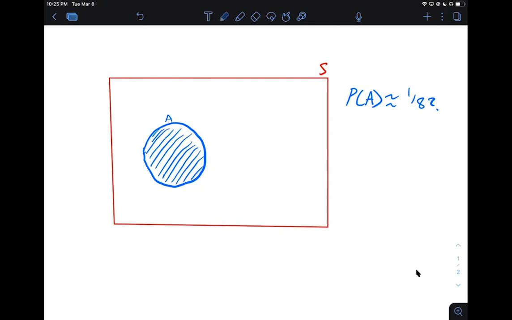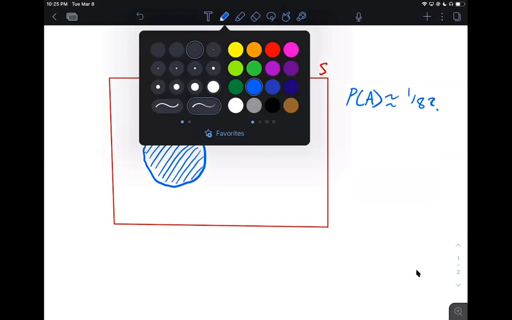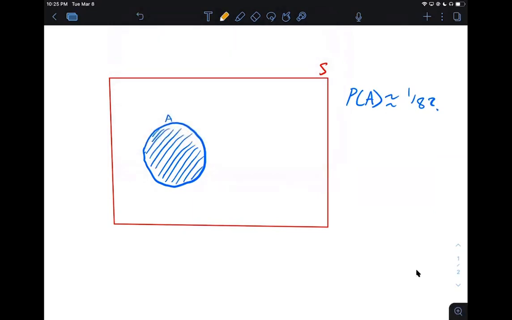Okay, so now let's imagine another event that overlaps to an extent with A. So let's go here and let's call it B. And we'll label that here. And we can crosshatch in B as well. And so B is a little smaller than A. So let's say the probability of B is about 1 in 9. Okay, so now you can see that these events have some overlap.